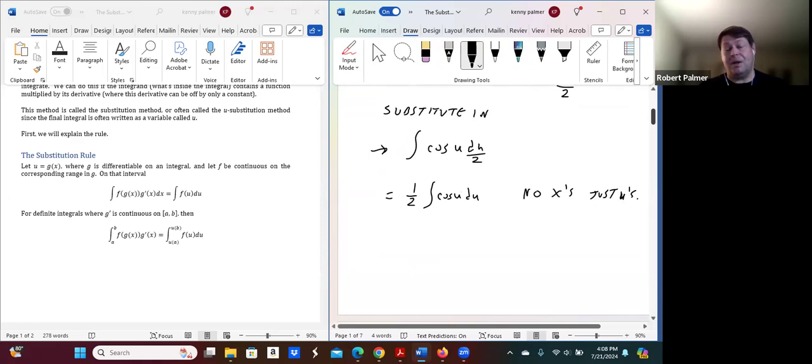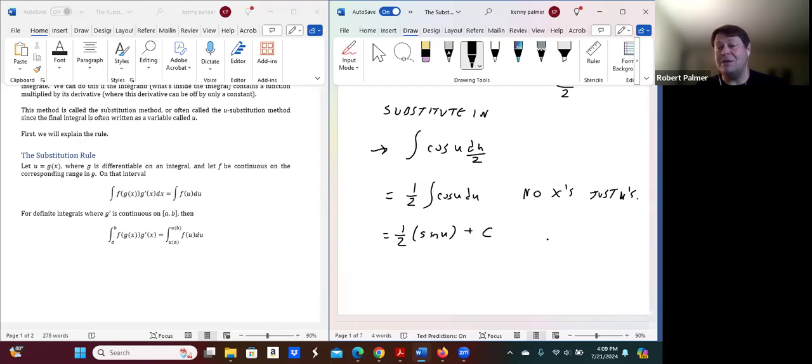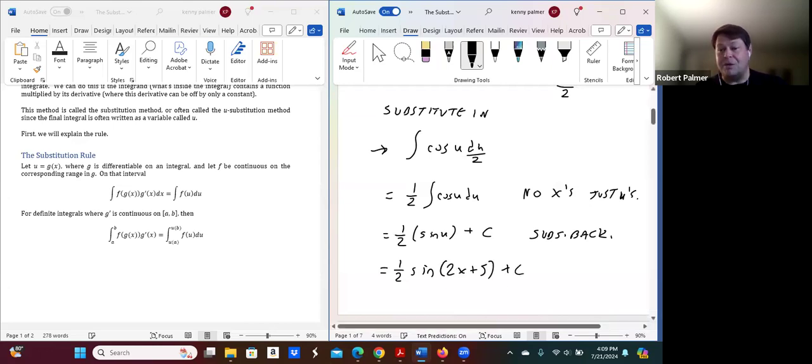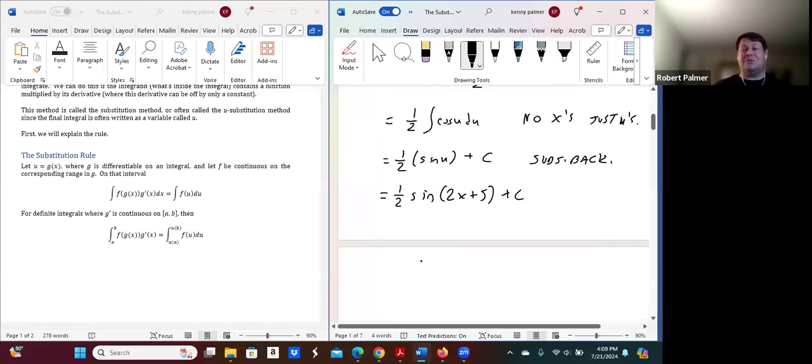Now, we know how to integrate this. This is 1/2, and the integral of cosine, of course, is just sine, so sine of u, and then of course plus c. The last step is to substitute back, so we'll put it back in terms of x, the original variable. And u was 2x plus 5, so this is going to be 1/2 times the sine of 2x plus 5 plus c. Also, something you can do on your own is check that you get the original function if you plug that back in. So that is the u substitution.